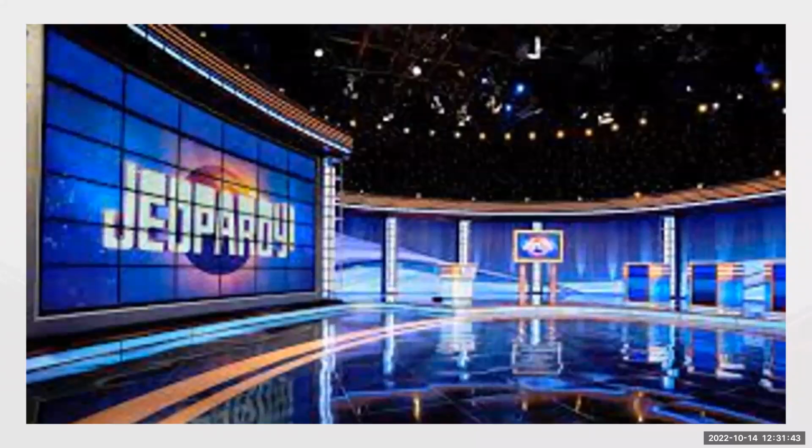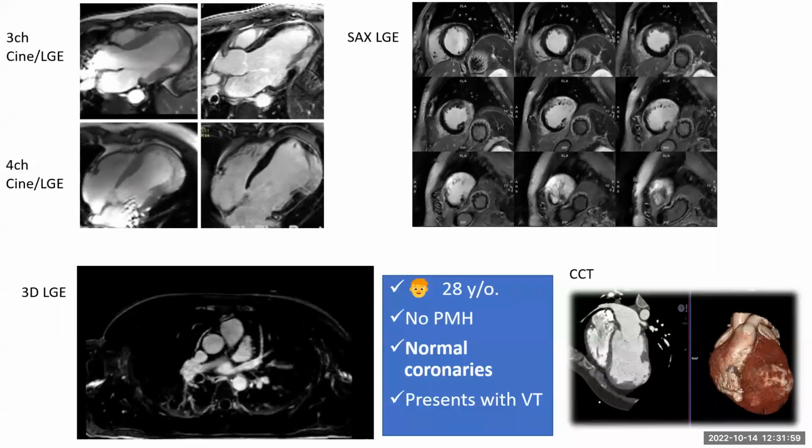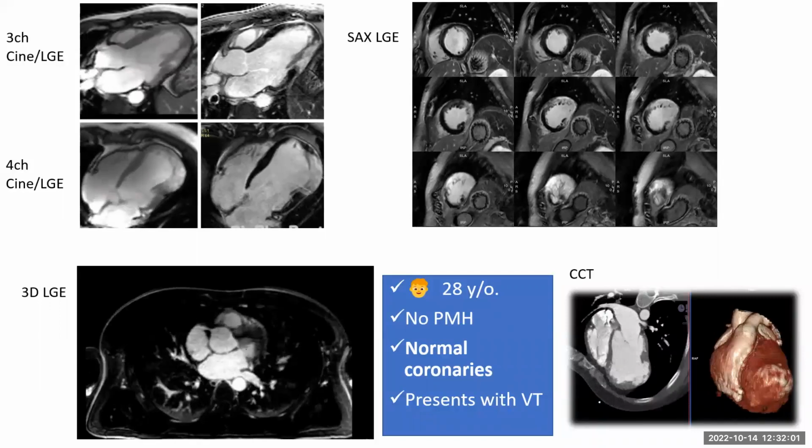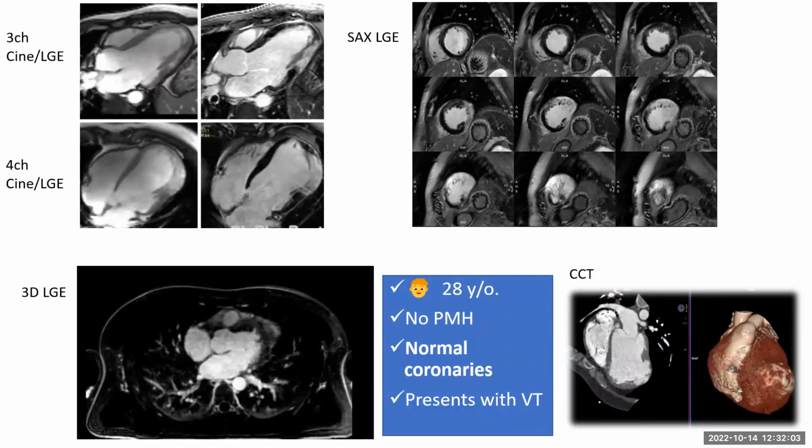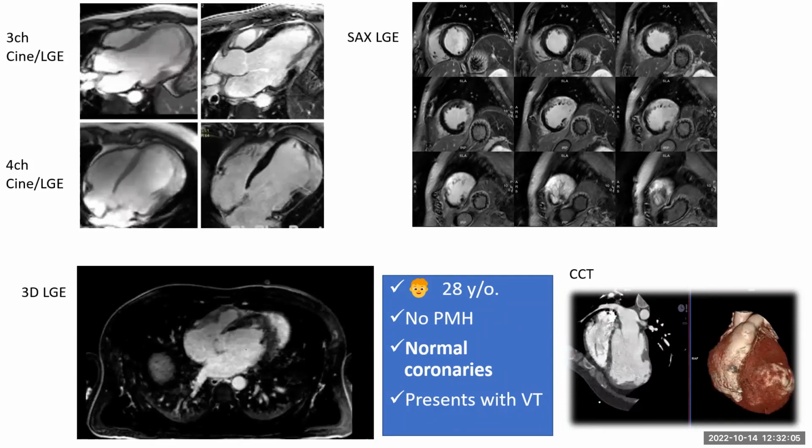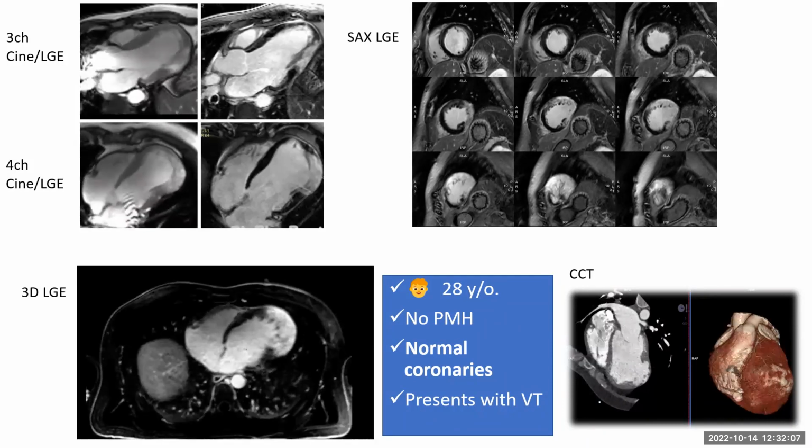And I don't know if we have time, Leandro, for a last Jeopardy? Yes, we do. Okay. We have a final case. If you want to comment on the chat, what do you think the diagnosis is? This is a 20-year-old male with no past medical history, normal coronary arteries, that presents with PT. Any idea what this patient had?